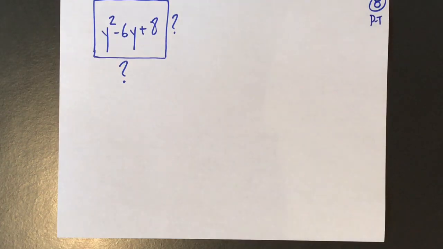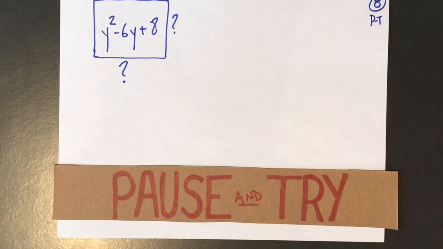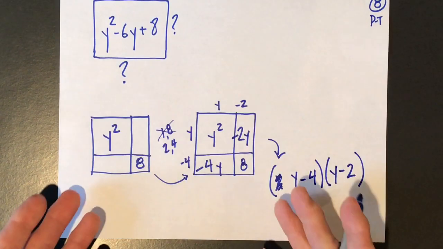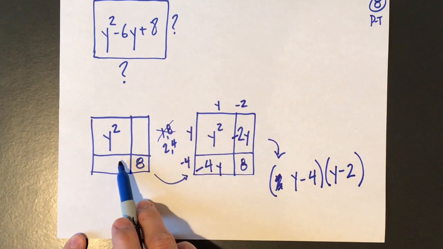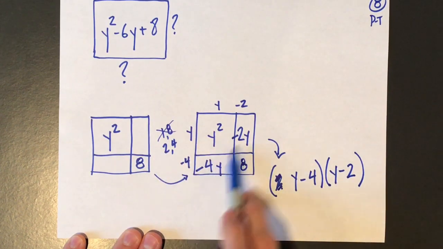Seems like a good time for you to try your own. So here's the third one in the series. Pause and try. And here's what you should get. I rewrote my problem, drew it. I experimented. I filled in my gaps.